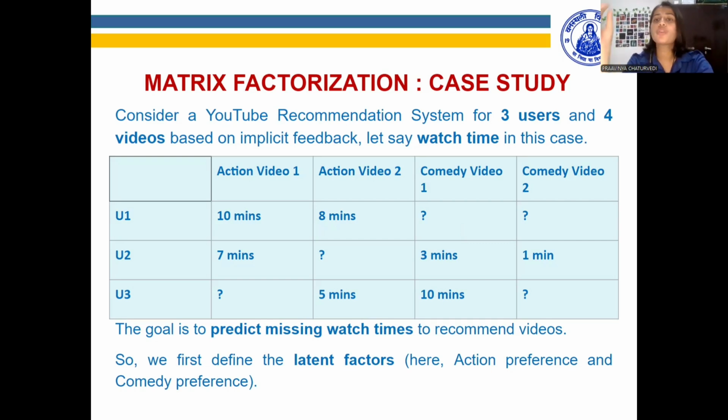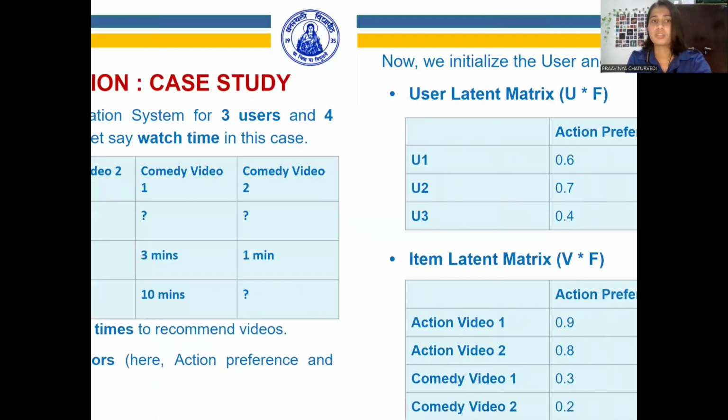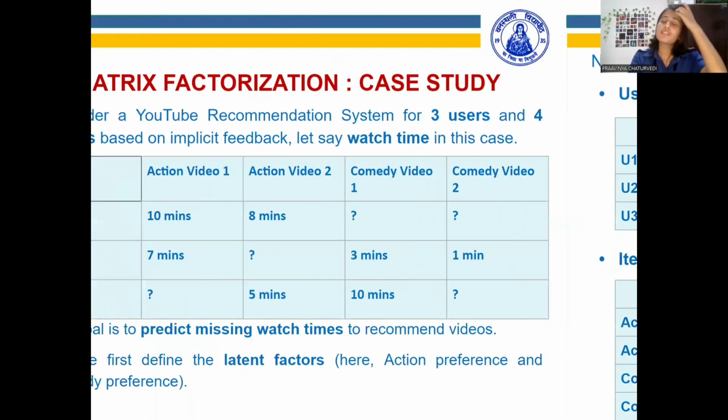So first we would define the latent factors, and here the latent factors are the preferences, that is the action preference and the comedy preference. So we would then make a user latent matrix and an item latent matrix. We are going to initialize the user and item matrices randomly. That is, all these values over here, which you can see, 0.6, 0.7, 0.4, and all these values have no connection to the previous values here, like the 10 minutes, 8 minutes. These values are completely random.